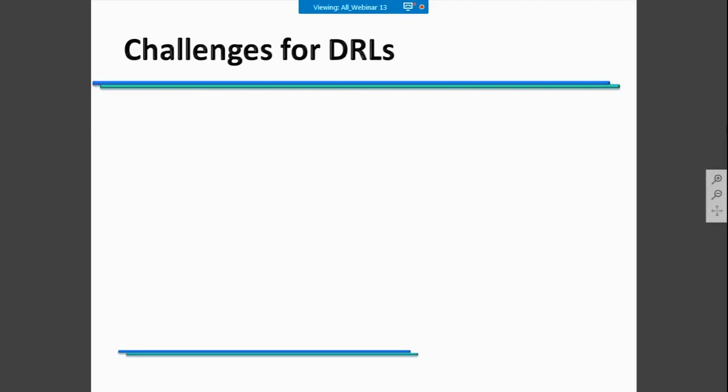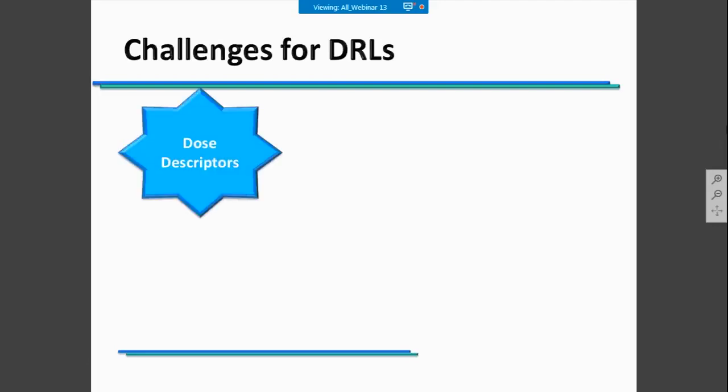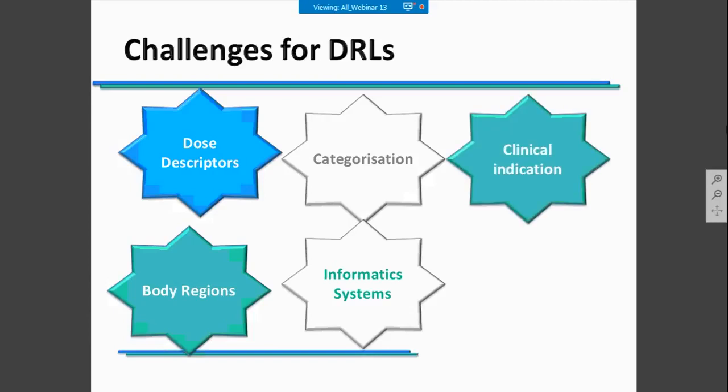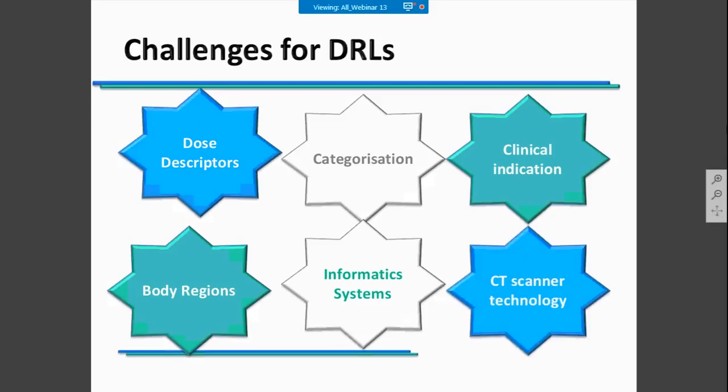So DRLs have a lot of challenges. One of the challenges is the dose descriptor that you're going to use; analyze correctly if it's properly defined in your CT scanner, define the body regions that you want to study, select the characterization of the patient that you want to use, and analyze the type of informatics system that you have available in your department. And of course, if you want to do it also based on the clinical indication that you suggest is more frequent in your department, and taking into account the CT scanner technology that you have.